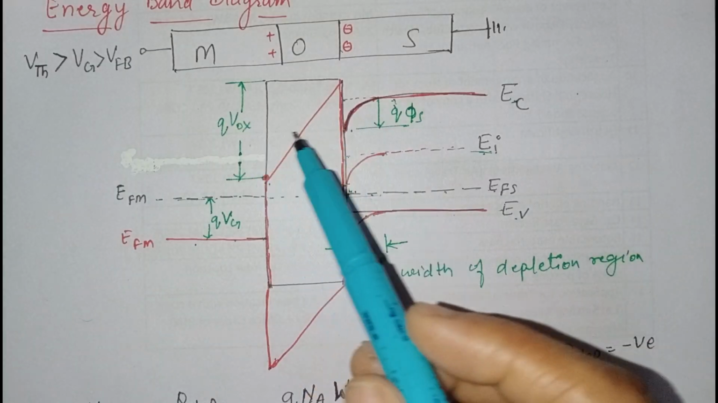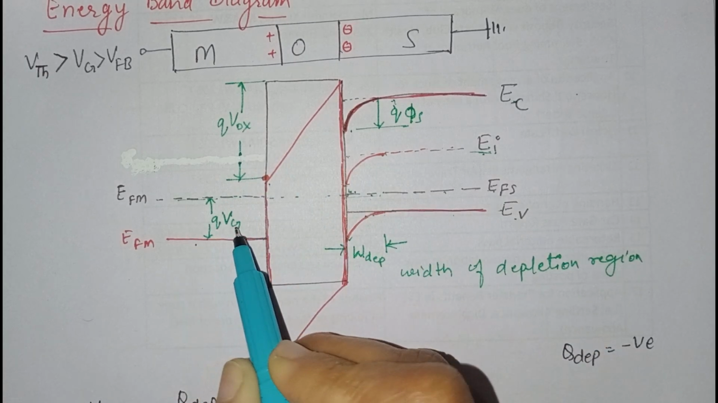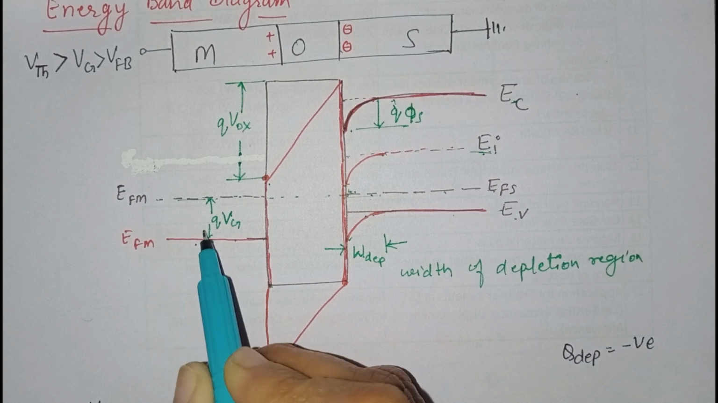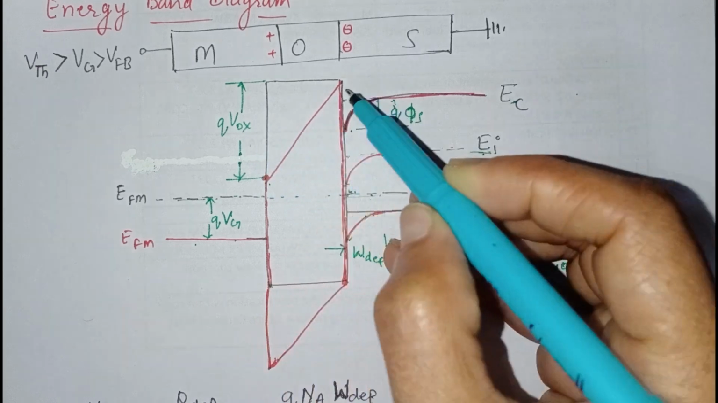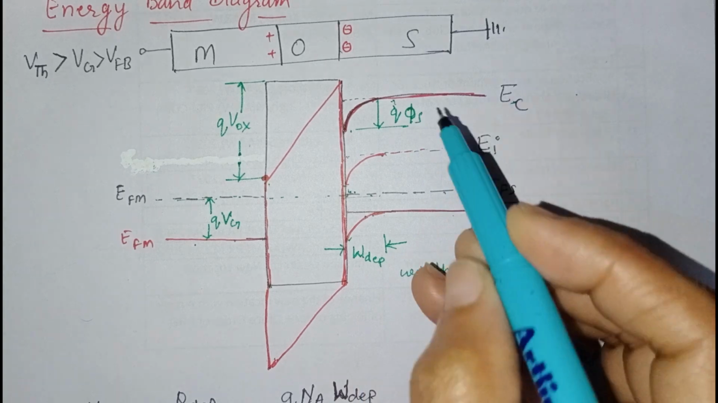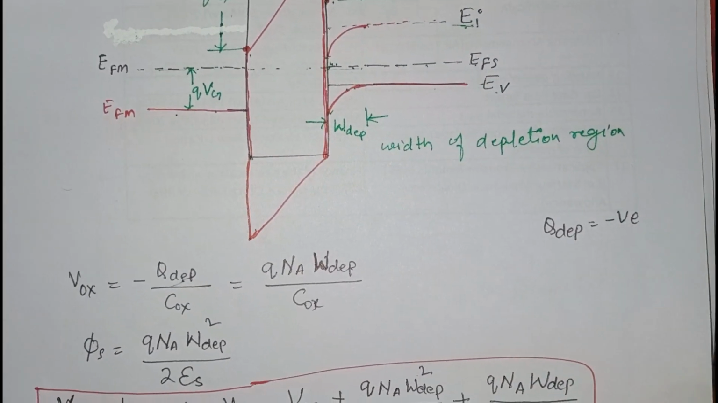So now we'll see the quantities shown in green. This Q times Vg is the amount of energy by which the Fermi level on the metal side shifted downward, this Q times Vox shows the voltage drop across this oxide layer, and this Q times phi s is the amount of band bending. Now what are these quantities?